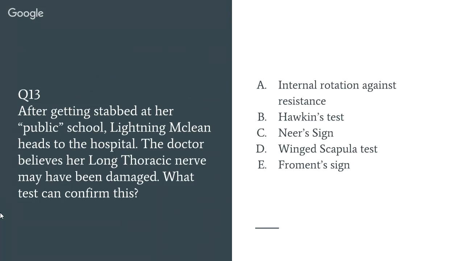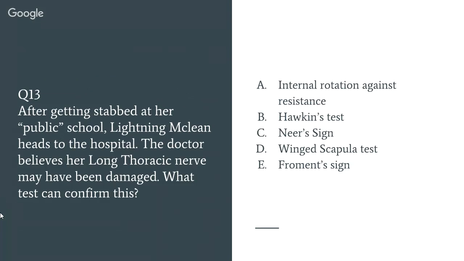After getting stabbed at her public school, Anna heads to the hospital. The doctor believes her long thoracic nerve may have been damaged. What test can confirm this? Anyone have an answer?